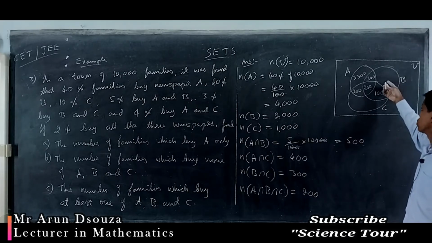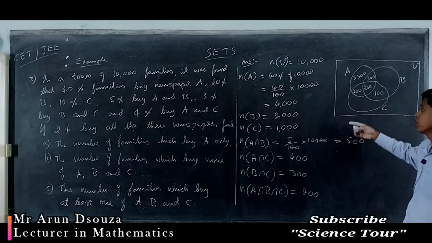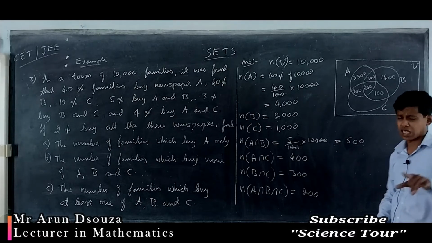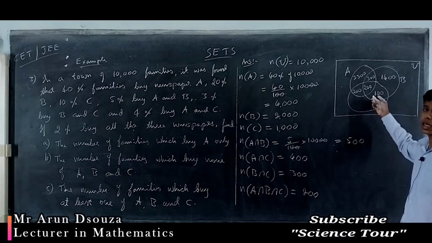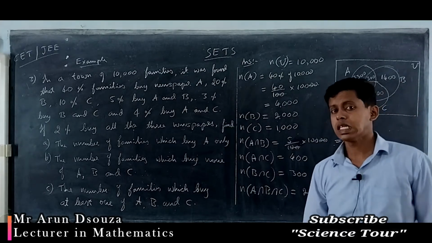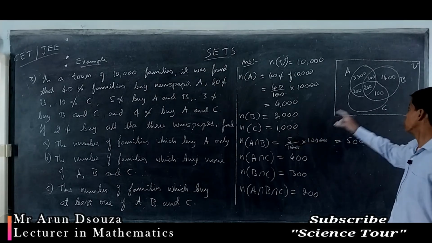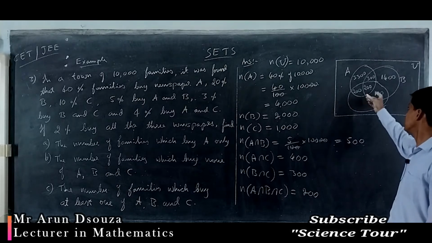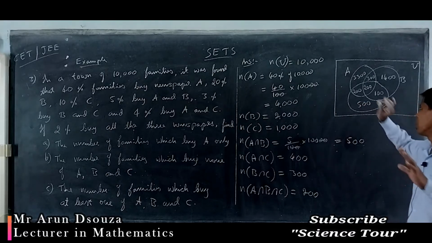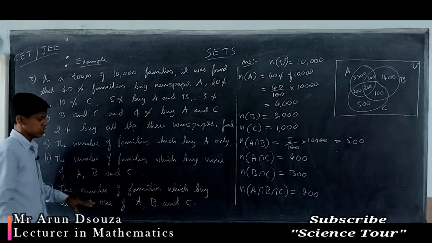Well, next, n of B. N of B is 2,000. Out of 2,000 you have to subtract 600. If you delete 600, I'm sorry, 500 plus 100, 600 must be subtracted from 2,000. 2,000 minus 600, 1,400. Then n of C is 1,000. Out of 1,000 you have to subtract 500. So 500 will be here. So you have everything at your disposal. Now you can answer all the three questions.